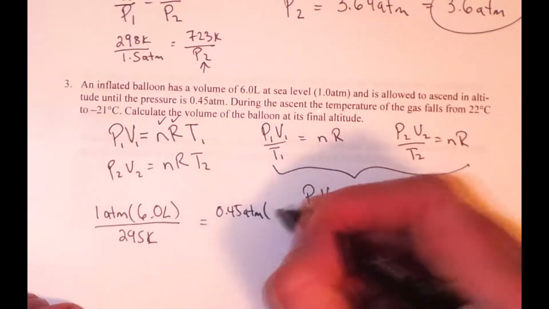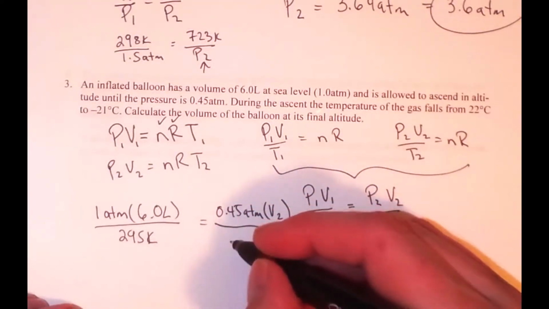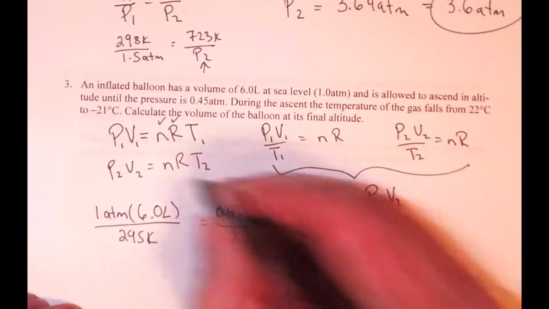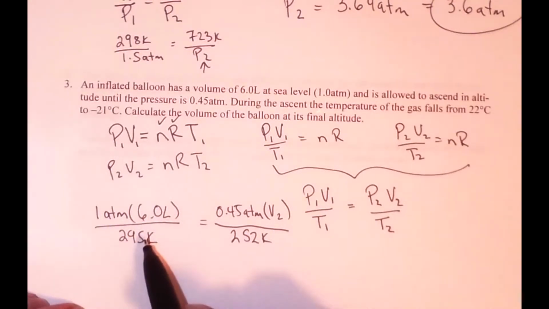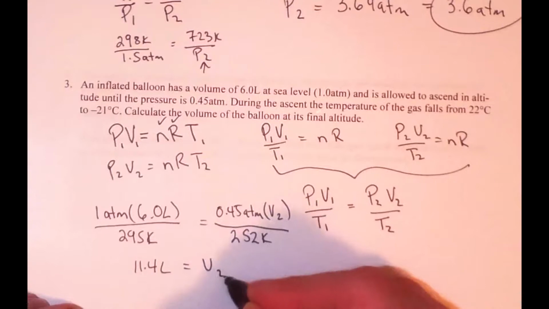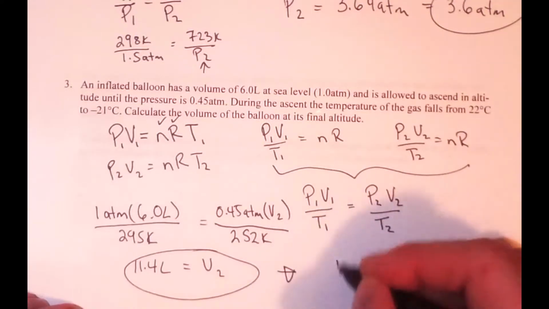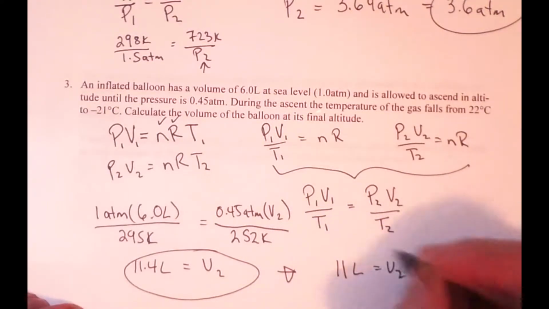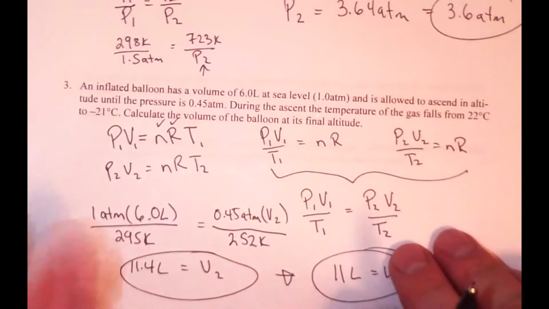0.45 atmospheres times whatever volume, which of course is what we're trying to find. And we know the temperature at that height is 252 Kelvin, or minus 21 degrees Celsius. So 1 times 6 divided by 295 times 252 divided by 0.45, and we get 11.4 liters is equal to V2. Let's check significant figures. We only have 2, so I should probably just leave it at 11. So we continue moving on.